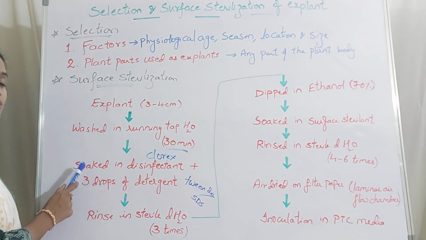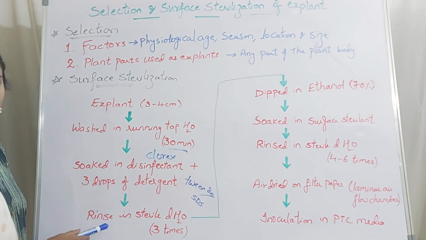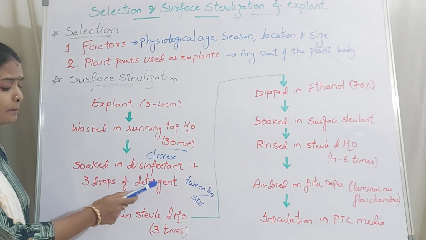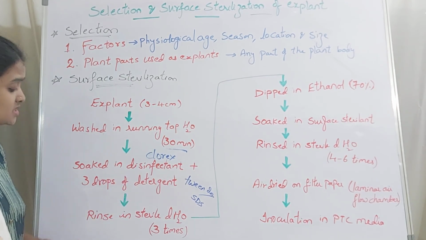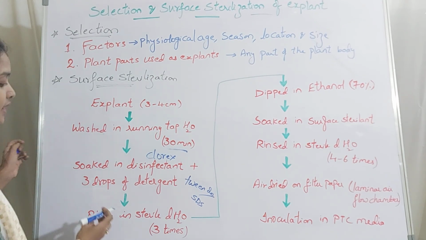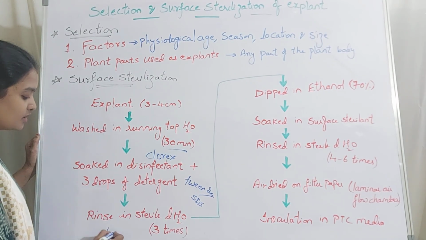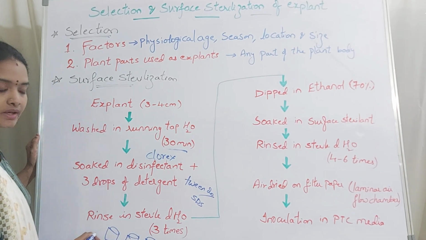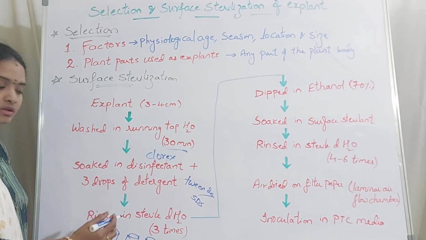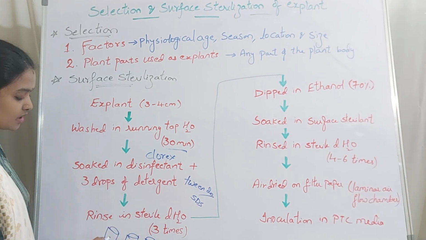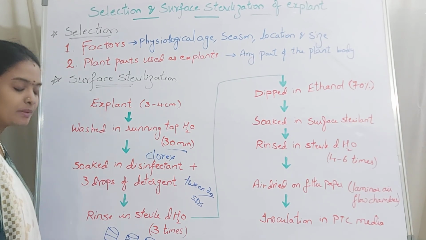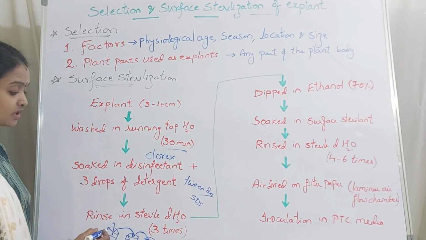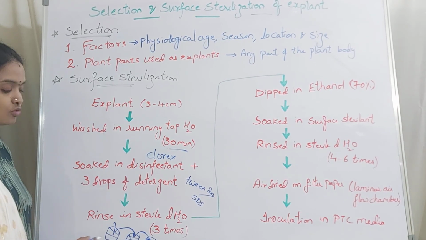So once you are soaking these, then you are going to again rinse them. Okay, no remnant of the disinfectant or the detergent must be present, right? So for that purpose, you are going to rinse them in sterile distilled water. Again, you are going to take 3 beakers with sterile distilled water, right? Sterile distilled water means you are going to autoclave the distilled water. Then you are going to pour it into 3 beakers and transfer the explant from one beaker to another beaker. So it is nothing but rinsing in sterile distilled water 3 times.